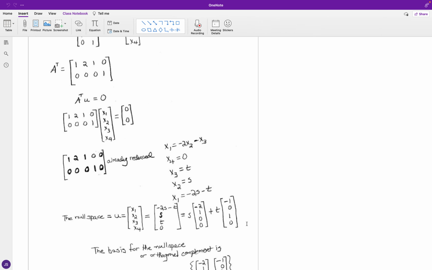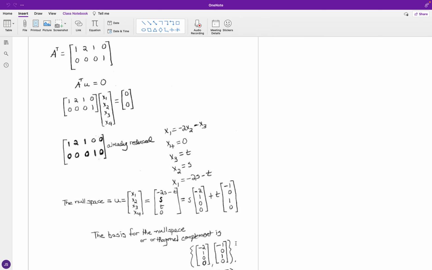Then partitioning and separating the s and the t terms, we have s times the 4 by 1 vector, where from x1 we have negative 2, and from x2, which is already s, we have s times 1. x3 and x4 don't have any s, so we have zeros to follow. Then we have plus t. Since x1 consists of negative t, we have t times negative 1. x2 does not have any t present, so that's 0. x3 is 1t, so we have t times 1. And x4 is already at 0.